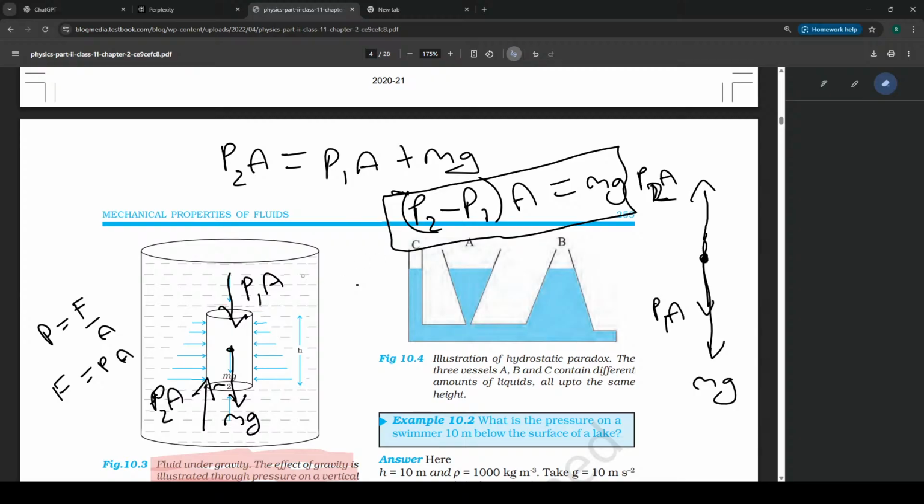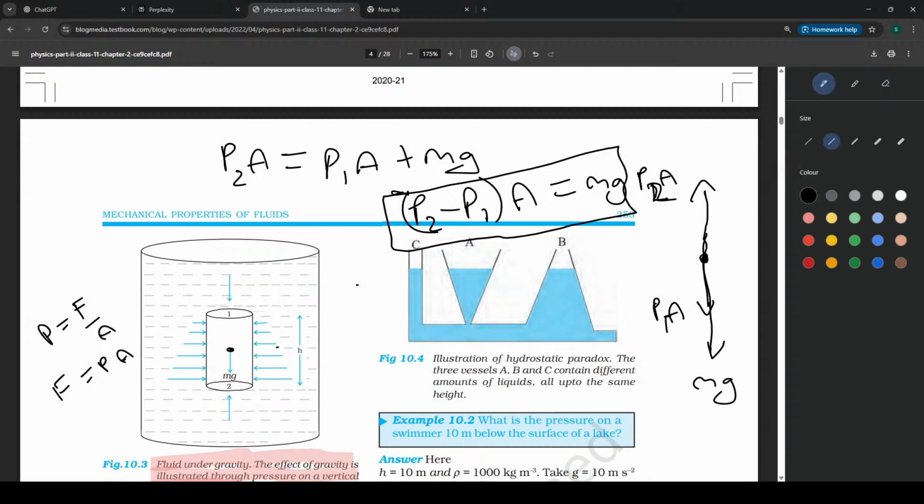And as for the sideways forces shown here, there should be forces acting in this direction as well. But because the forces are acting like this, they are equal and opposite in magnitude. Because of that, they get cancelled out.